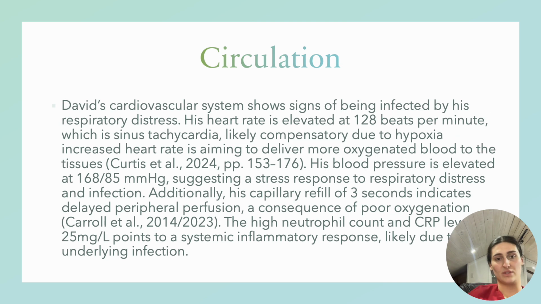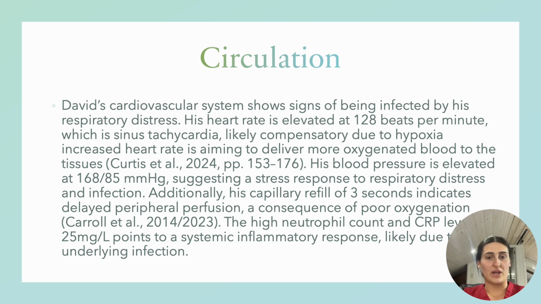David's cardiovascular system shows signs of being affected by his respiratory distress. His heart rate is elevated at 128 beats per minute, which is sinus tachycardia, likely compensatory due to hypoxia. Increased heart rate is aiming to deliver more oxygenated blood to the tissues. His blood pressure is elevated at 168 over 85 mmHg, suggesting a stress response to respiratory distress and infection. Additionally, his capillary refill of 3 seconds indicates delayed peripheral perfusion, a consequence of poor oxygenation.